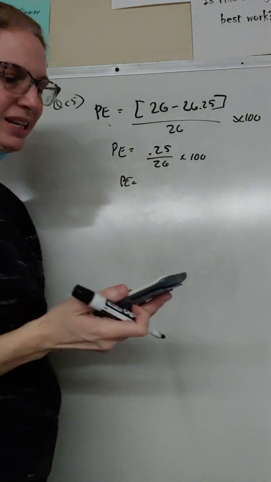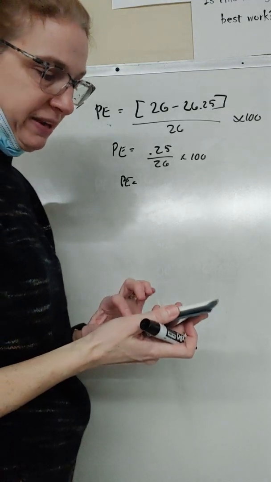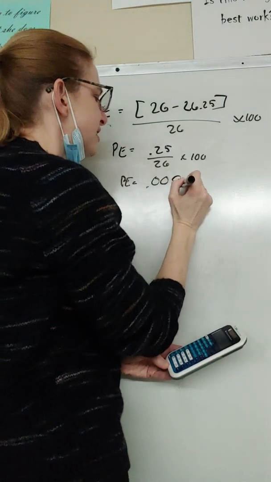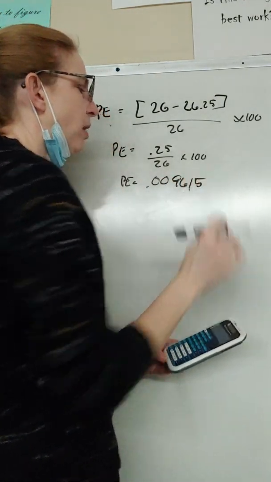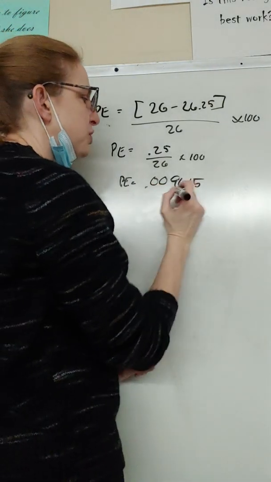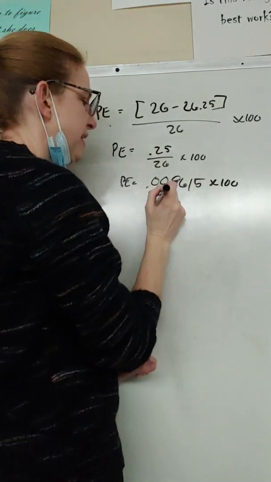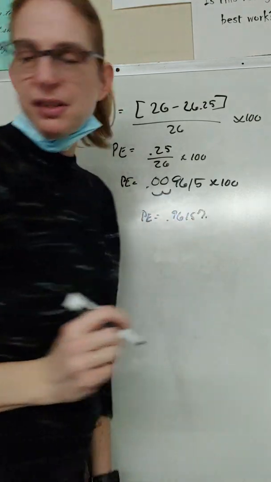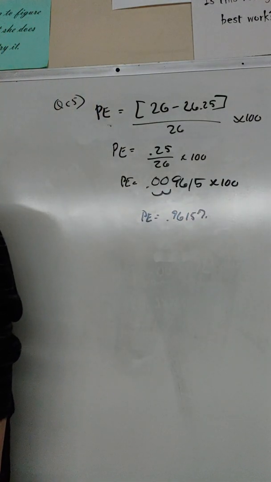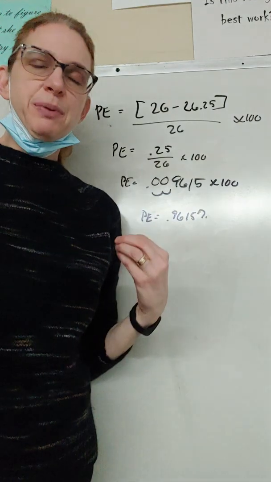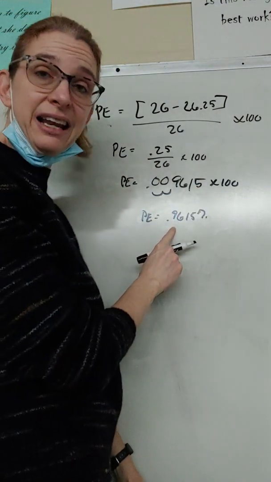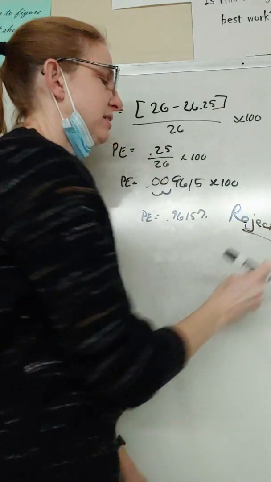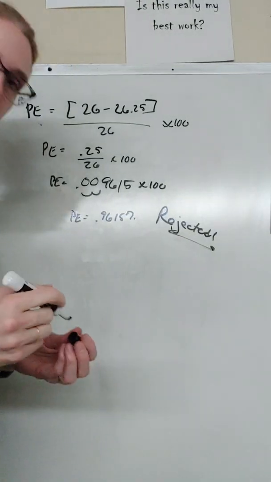So, do you have to write all this stuff out? Yes, you do. 0.25 divided by 26 is 0.009615. I don't need to write all that. That's plenty. So I'm going to multiply it by 100, which means just move that decimal 2 places. So my percent error is 0.9615%. Okay, well, it has to be within 0.6%, so less than 0.6%. Is 0.9 less than 0.6? No, this baseball bat is rejected. Okay. Sorry, baseball bat.